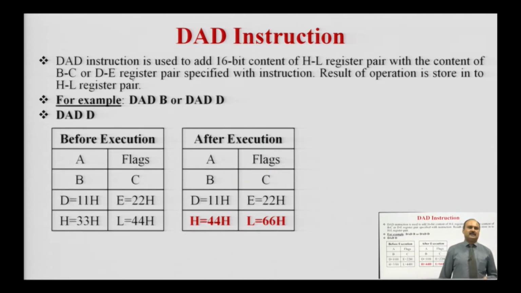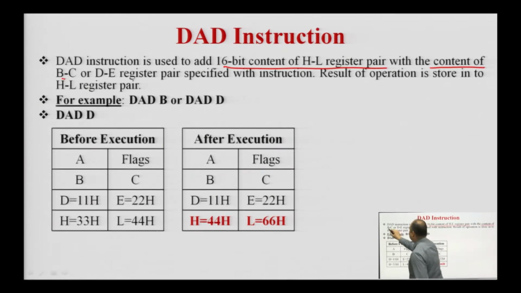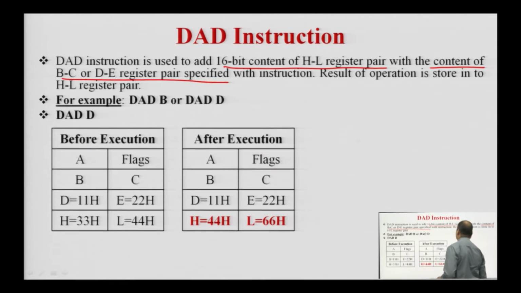Next instruction is the DAD instruction. Sometimes it is essential to add 16-bit numbers. So, to add a 16-bit number directly, the DAD instruction is used in the 8085 microprocessor. The DAD instruction is used to add the 16-bit content of the HL register pair with the content of the BC or DE register pair specified with the instruction.